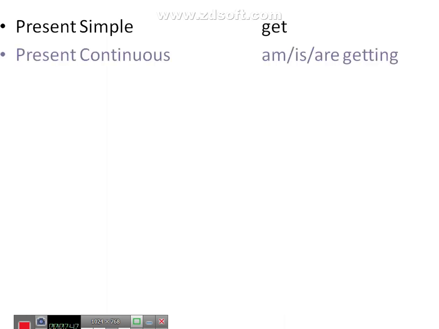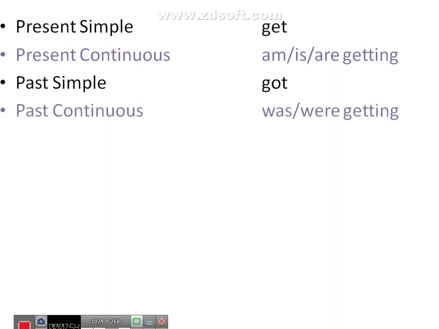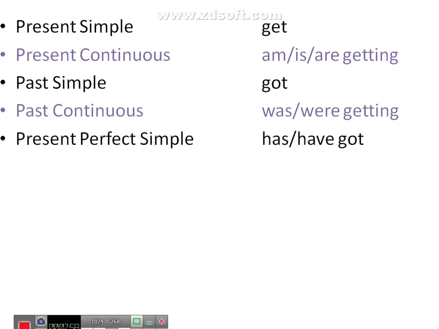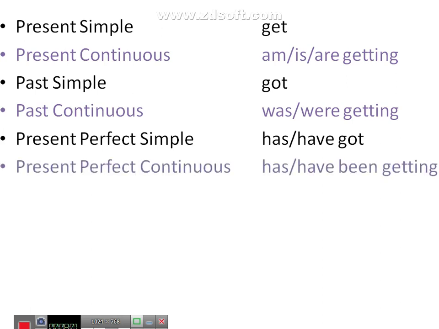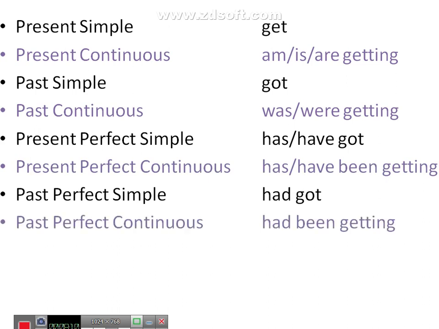The forms of get in different tenses. In the causative form, in the present simple we use get. In the present continuous we use am, is, or are plus getting. In the past simple we use got. Past continuous, was or were plus getting. Present perfect simple, has or have got. Present perfect continuous, has or have been getting. Past perfect simple, we use had got. Past perfect continuous, had been getting.